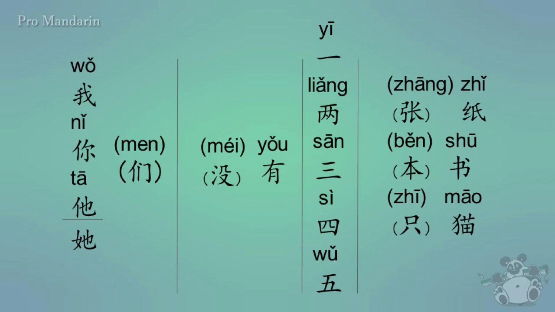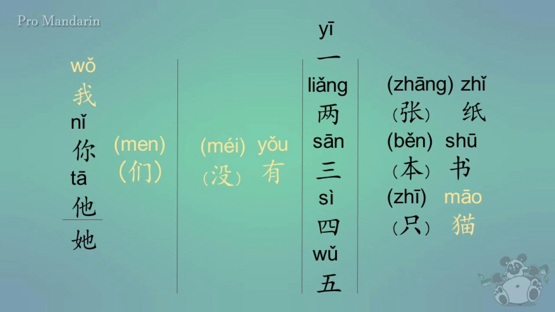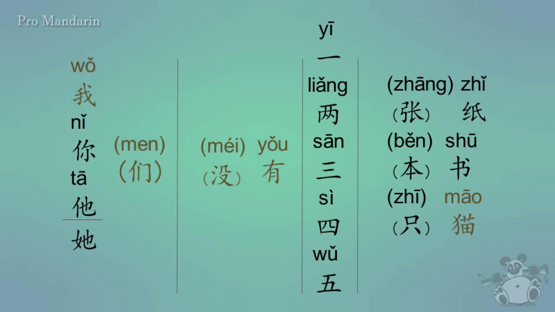Alrighty, let me give you one example with the méiyǒu. So we don't have any cats. In this case, you say méiyǒu, and then you leave out the counting classifier, or the measure word, because you're not saying any numbers here. So then what you'd say is 我们没有猫.